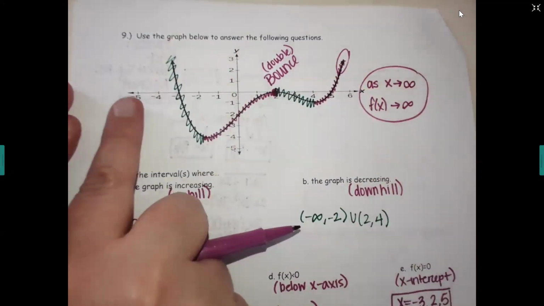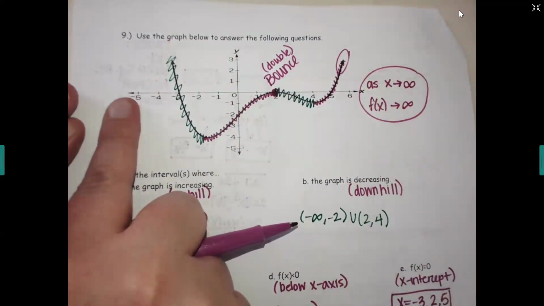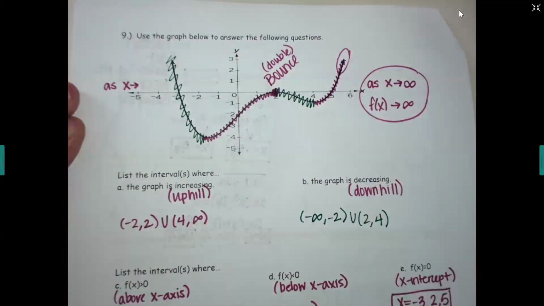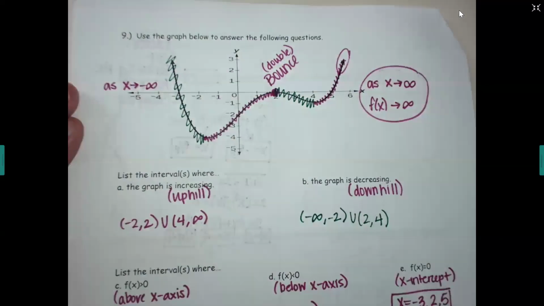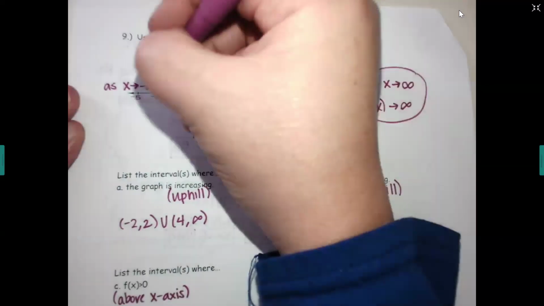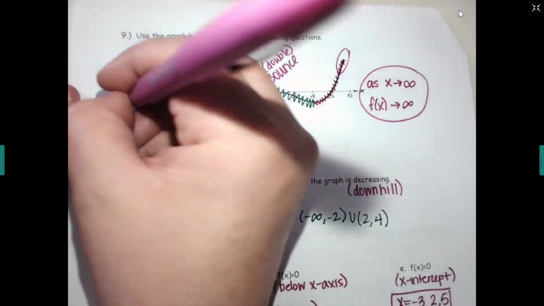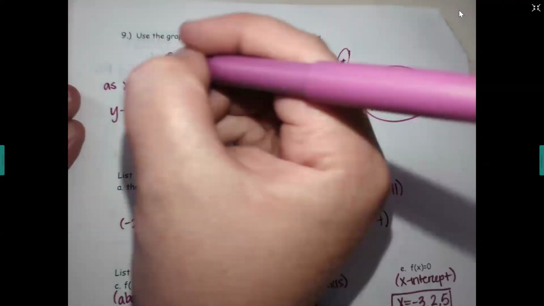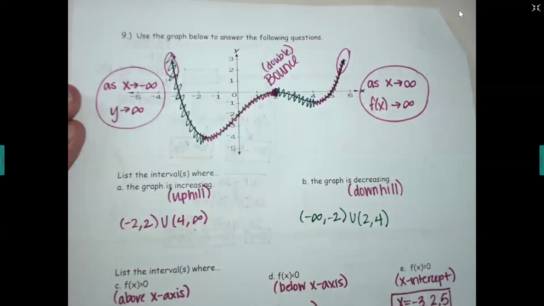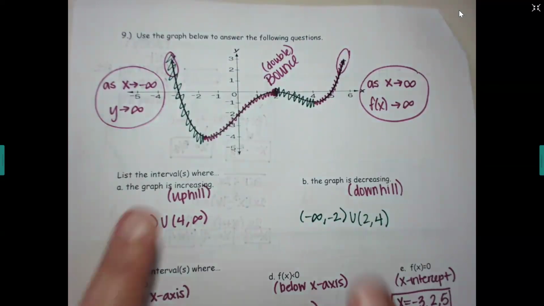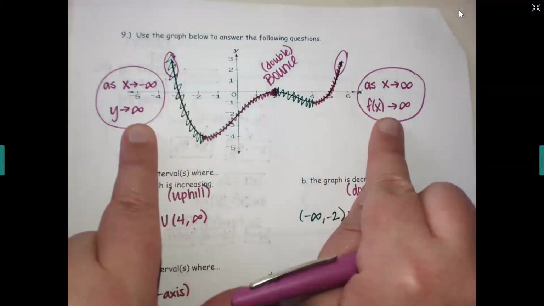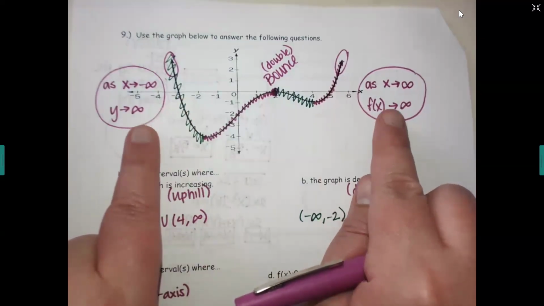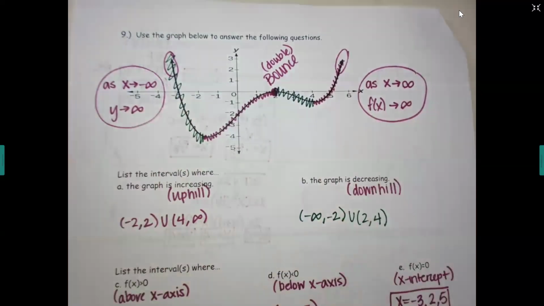If I'm checking the left end, which way is my x going? If I'm going to the left, it should be a minus infinity or a negative infinity. And then which way does it point, up or down on this graph? Still up means your y is going to infinity. Okay, so remember, x tells you left or right, y tells you up or down. So if both ends point up, both y's should go to infinity. And then on your test, it could say f of x or y, but those are the same. Okay?